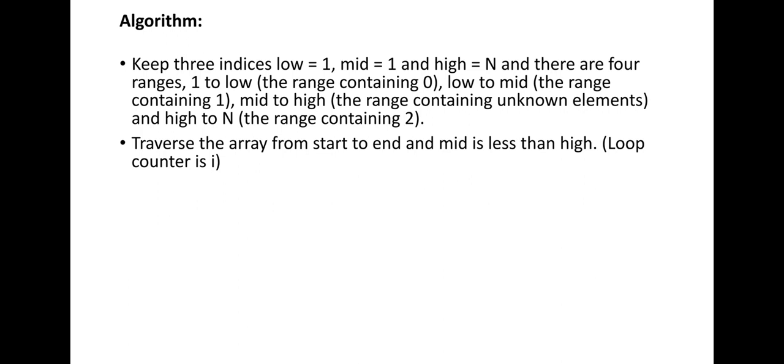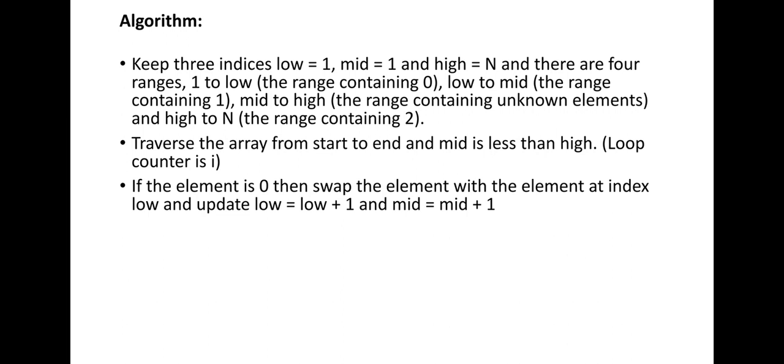Now we would traverse the array from the start to the end and make sure that mid is less than high, because the loop counter is i. If the element is 0, then we would swap the element with the element at index low and update low as low plus 1. That is, we would swap with the low and then update low with low plus 1 and mid with mid plus 1. That is, we would increment low and mid by 1.